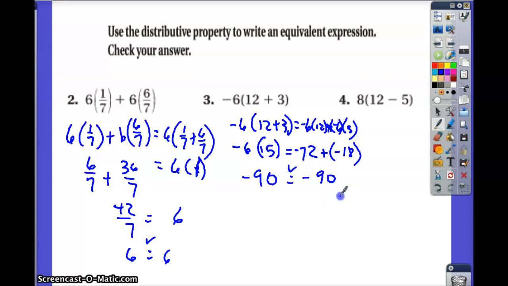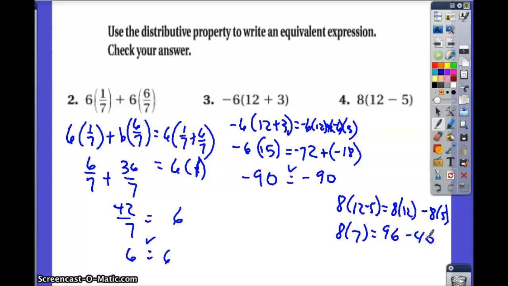We'll work this out down here. We have 8 times (12 minus 5) is going to equal 8 times 12 minus 8 times 5. So work out both sides. 12 minus 5 is 7 here, so 8 times 7 is 56. Here you've got 8 times 12 is 96 minus 40. That's 56 on this side. So that checks also. So again, distributive property gives you another way to rewrite these to make them easier to work out.